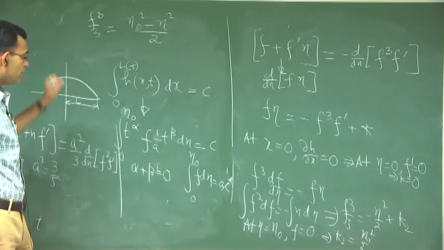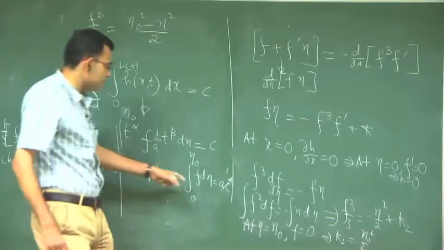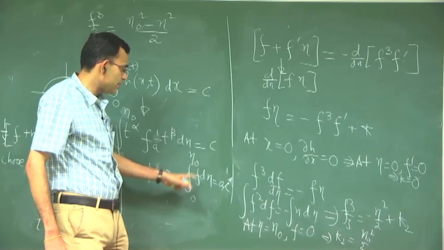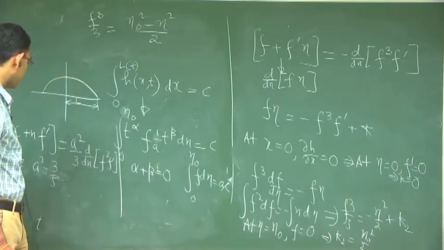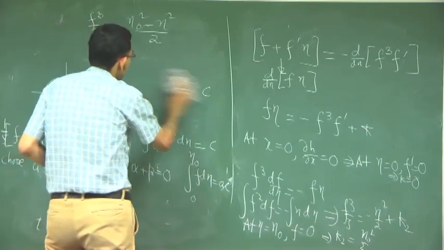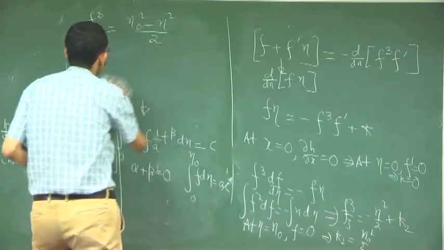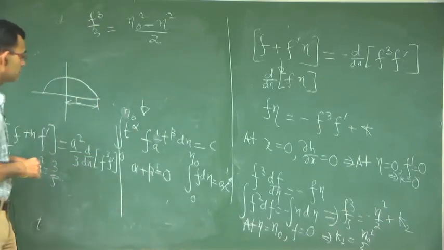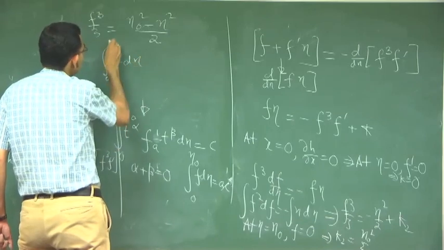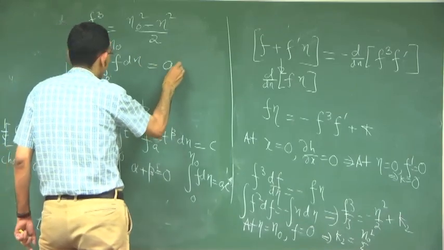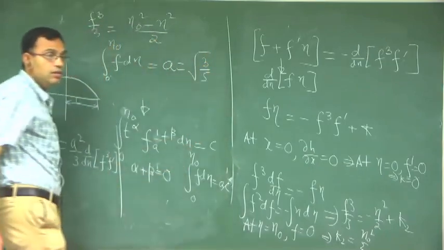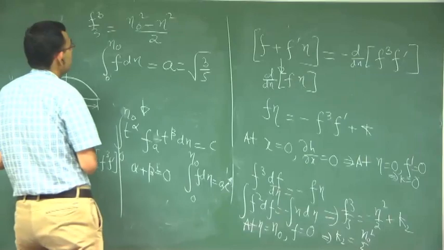But still you do not know what is eta naught, but what you know is integral f d eta from 0 to eta naught is equal to a, right. So, integral f d eta from 0 to eta naught is equal to a, which is square root of 3 by 5.